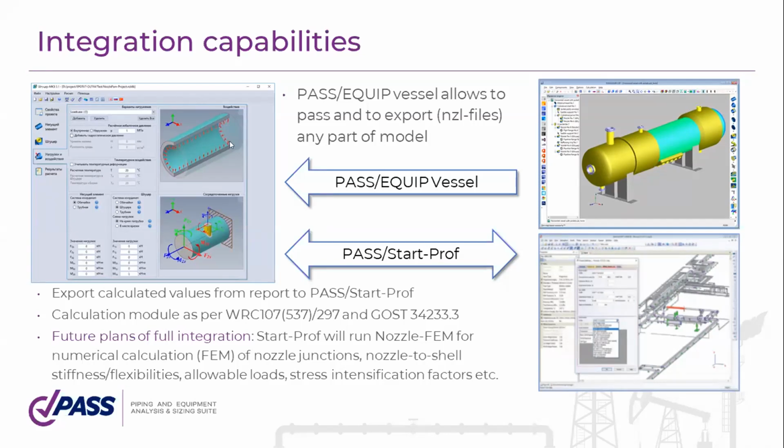And we also have PASS/START-PROF integration, as I described earlier, but we are going to improve it. In the next version, first, it will have a full model for WRC in our START-PROF. And second, we will have integration not via clipboard, but via direct integration between START-PROF and Nozzle-FEM. If you have, for example, a non-standard T in START-PROF, you can just press the button, and if you have Nozzle-FEM installed on your computer, it will start, get all data, run the calculation, and return the data to START-PROF for piping analysis.